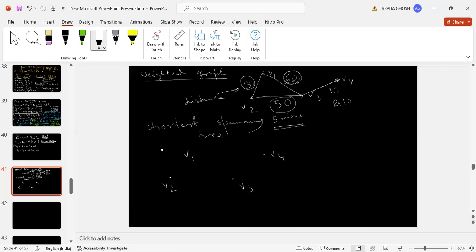Now, spanning tree. Vaibhav, what do you mean by spanning tree?